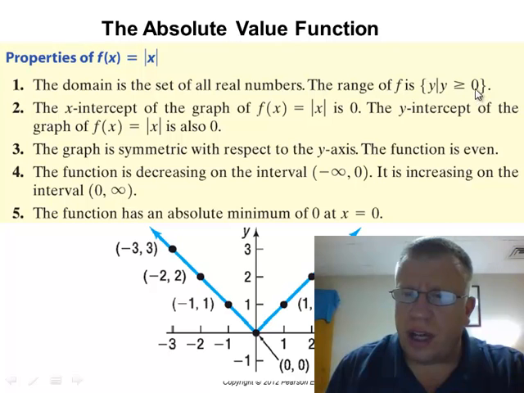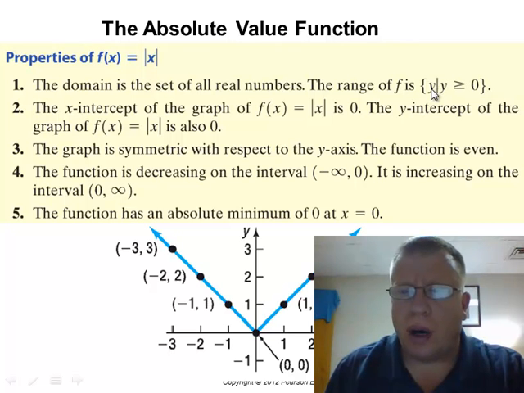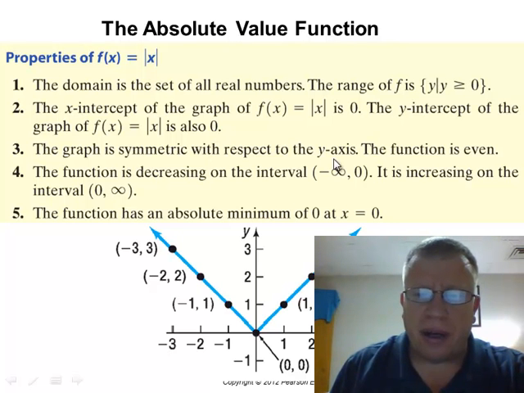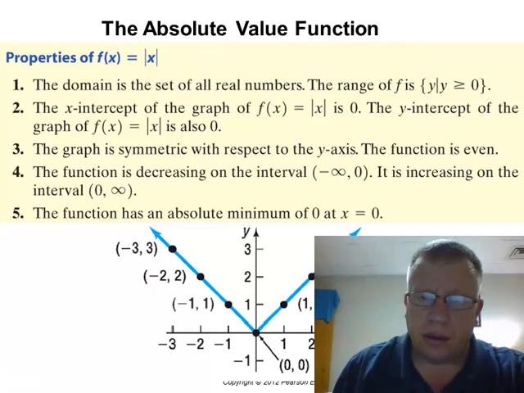Remember, this notation in here in the curly braces, that's set builder notation that basically says y such that y is a non-negative number. Intercept is at 0, 0. The graph is symmetric with respect to the y-axis because the function is even. The function is decreasing on the interval from -infinity to 0, and then beyond 0 to the right, from 0 to infinity, the function is increasing. Okay? The function has an absolute minimum at 0, 0.